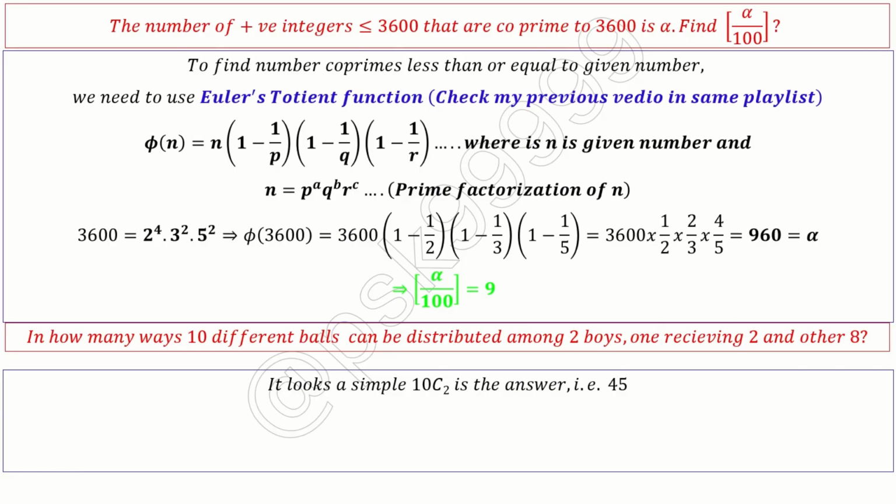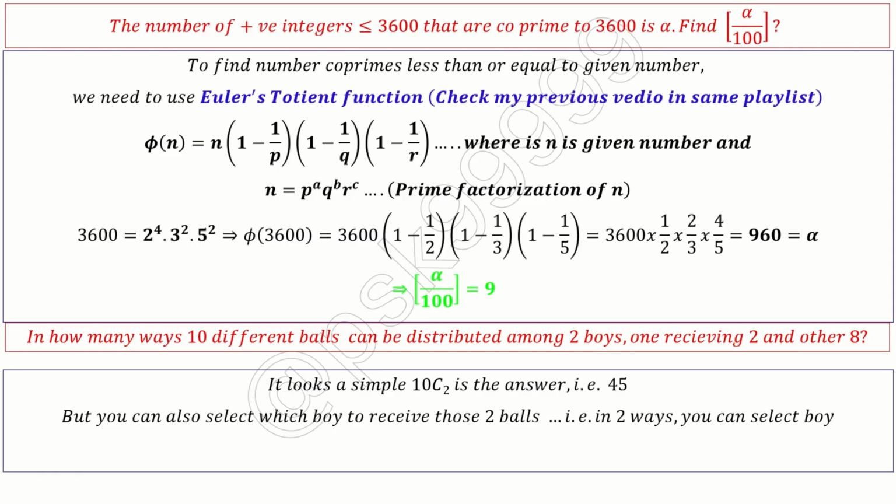What you are forgetting is you can actually choose which boy to give to, correct? There are two boys. You can give two balls to boy 1 or two balls to boy 2. That is also two ways. So include that: the number of ways to select a boy is 2. So the total number of distributions possible is 2 into 45, which is 90. This is the answer. Okay, next.